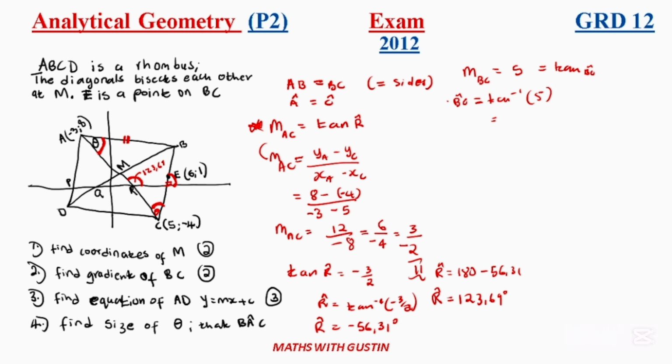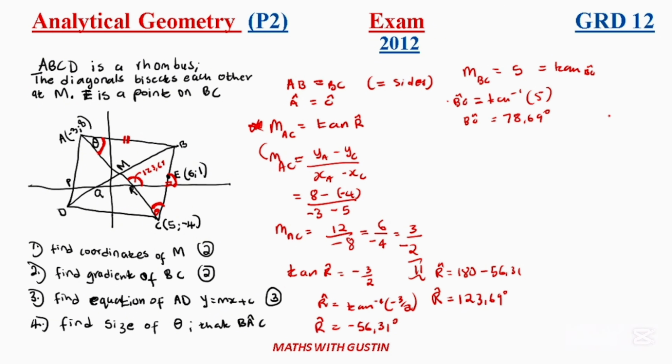Okay, let's do this together guys. I hope you are following. I'm being a bit slow so as to make sure that we are on the same page here. So this is giving me 78.69 degrees. This is the angle at BC. So it gave us this angle.